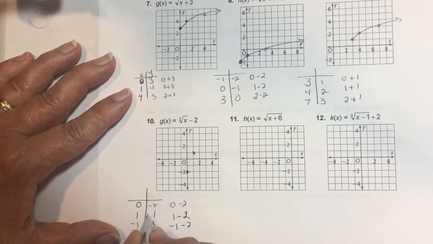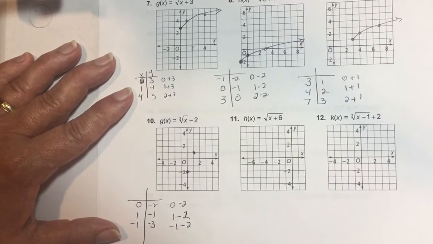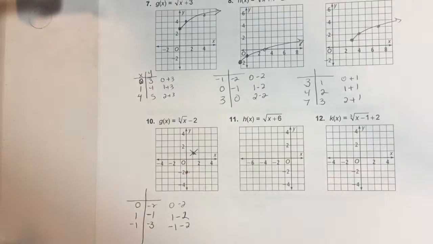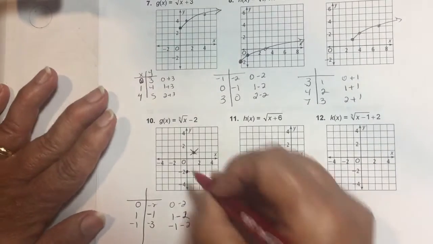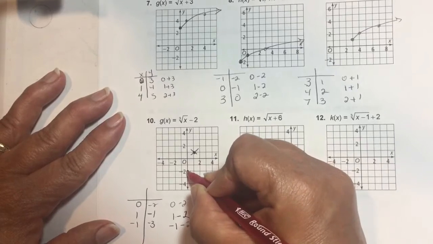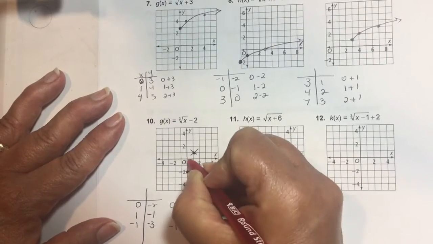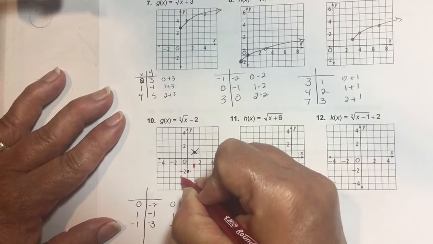1 minus 2 would have been a -1. This is not good. Let me go in and get my graph updated. So I have a 0, -2. I have a +1, -1, and a -1 with a -3.